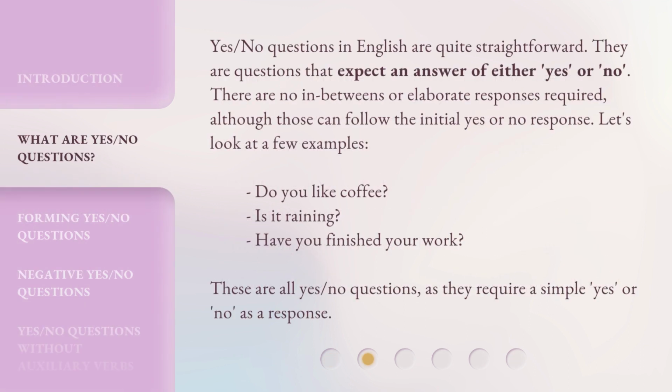Yes, no questions in English are quite straightforward. They are questions that expect an answer of either yes or no. There are no in-betweens or elaborate responses required, although those can follow the initial yes or no response. Let's look at a few examples. Do you like coffee? Is it raining? Have you finished your work? These are all yes, no questions, as they require a simple yes or no as a response.